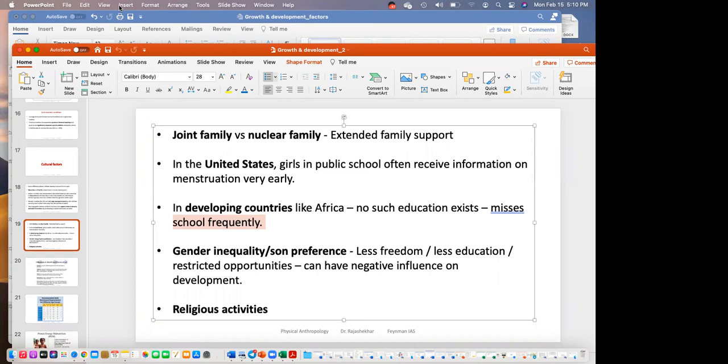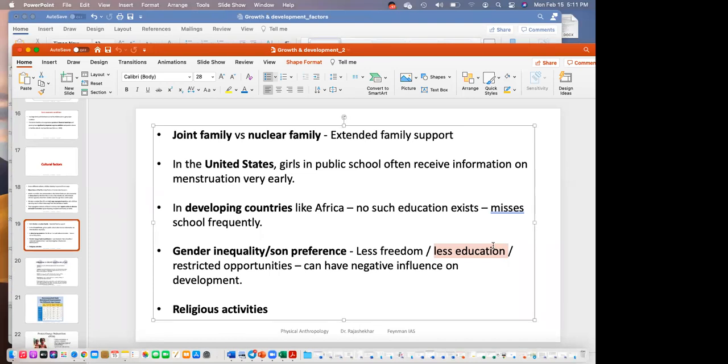The next component is gender inequality. Gender inequality, how can that matter? There is more preference towards boys in some cultures. That would provide girls less freedom, less education, and restrict the opportunities they can have.